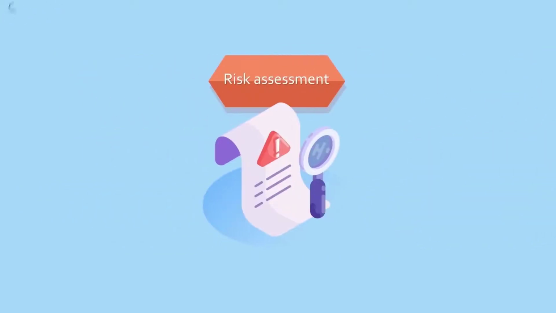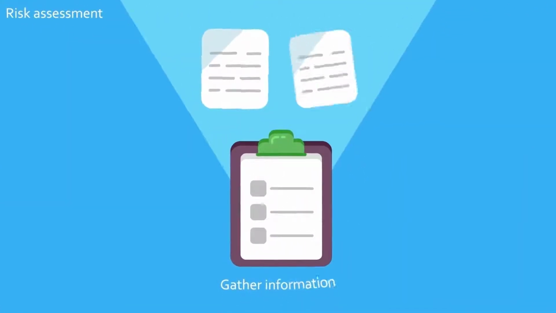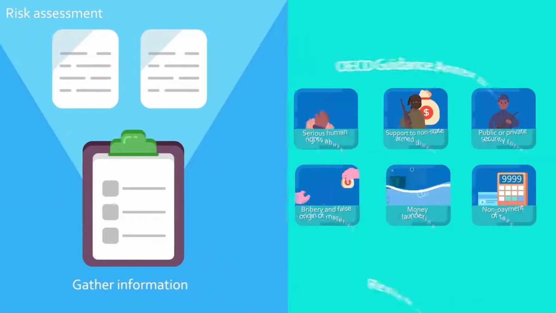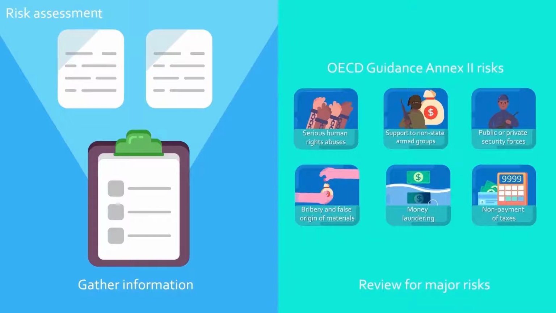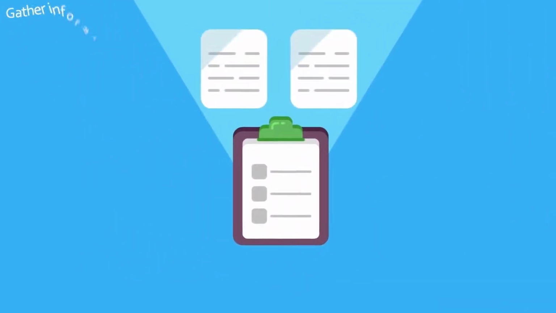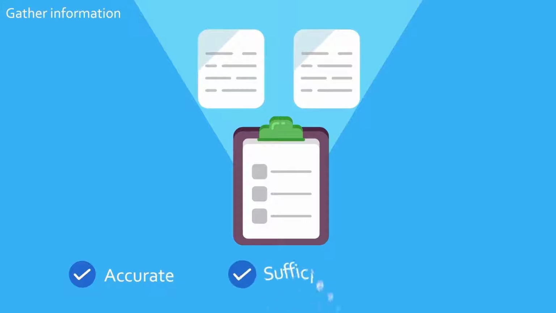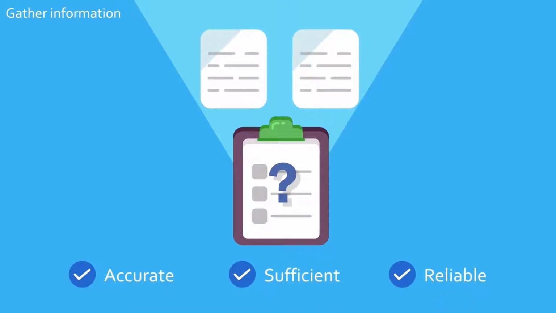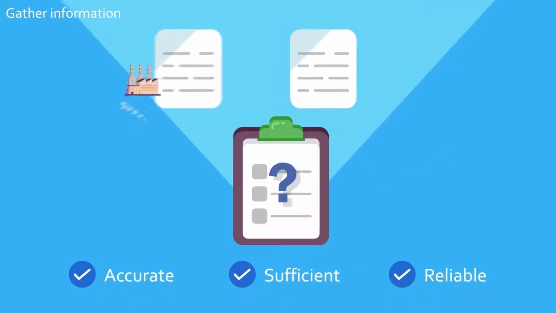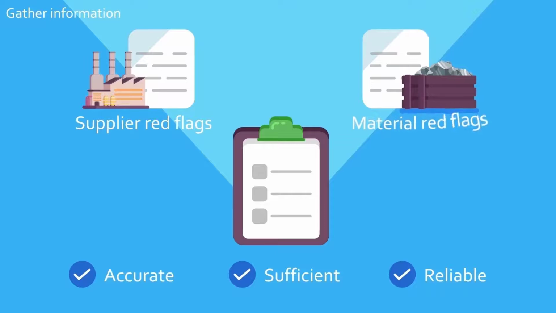In your risk assessment, gather more information about your source and review it to see if there really are severe risks. Define a process to obtain accurate, sufficient, reliable information. What kind of information do you need? That depends on whether the confirmed red flags are supplier red flags or material red flags.